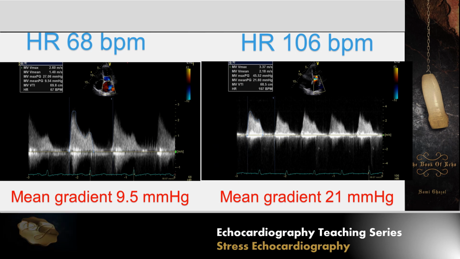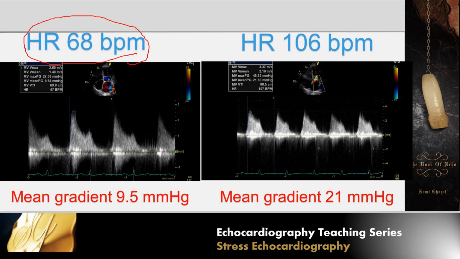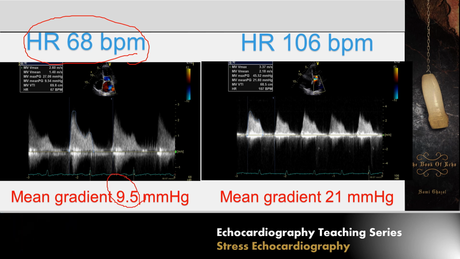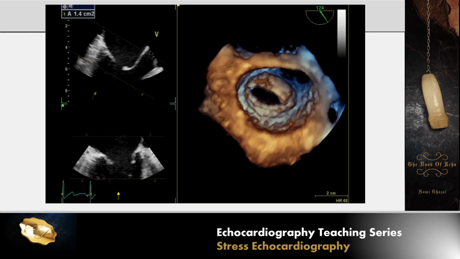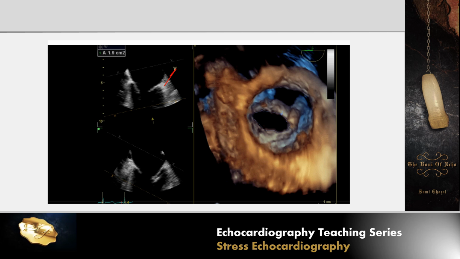Now, baseline echo with a heart rate of 68, we got a gradient of 9.5. With the heart rate increased to around 100, now we have a mean gradient of 21. So that alone will regrade mitral stenosis to severe. This is the mitral valve area with a 3D TEE, and I think 3D is the best way to estimate mitral stenosis with 3D planimetry. And this is after balloon, we got an area of 1.9.